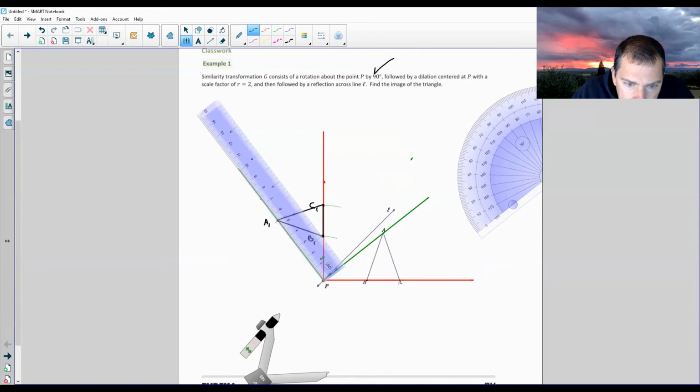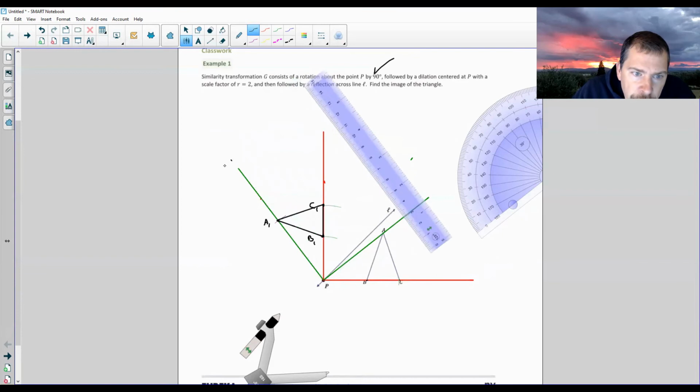Like so. Is that 0? So this distance from P to A1 is 5.5. 5.5 times 2 is 11. So I'm going to be right there. So now A2 is here.